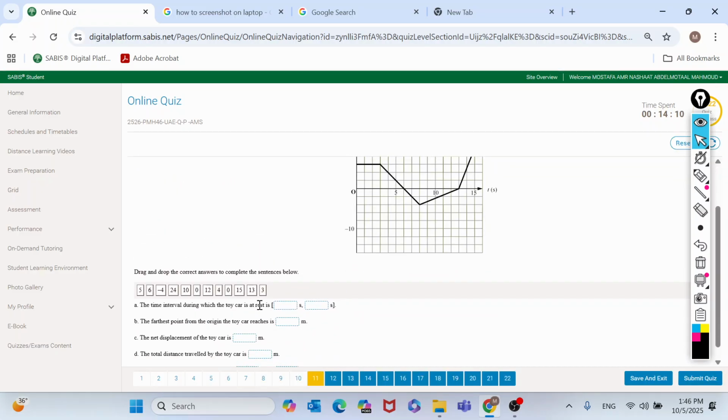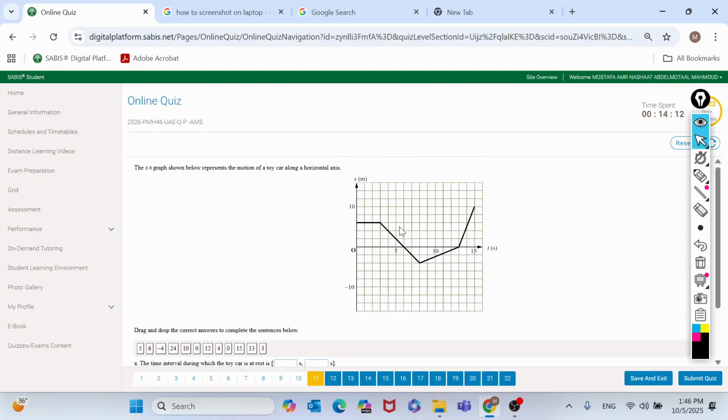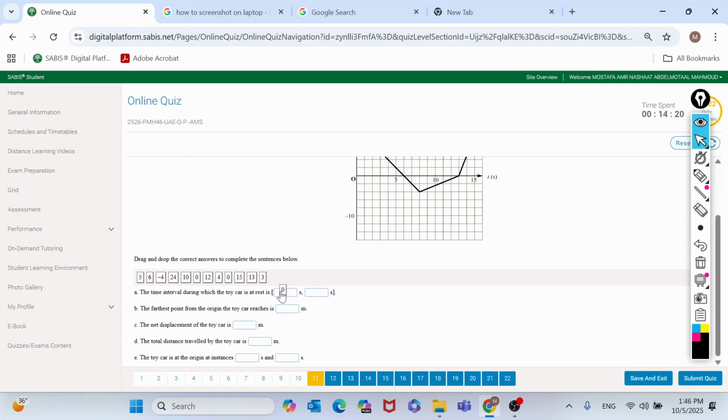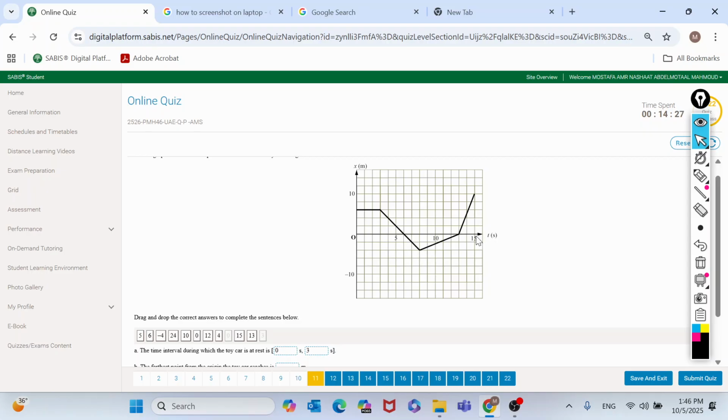The time interval where the toy car is at rest, so its position doesn't change. It's the first one because it's flat. So it's 0 seconds to 3 seconds. The farthest point the toy car reaches from the origin, this is the origin, the farthest point is this one. So it's at 10 meters.